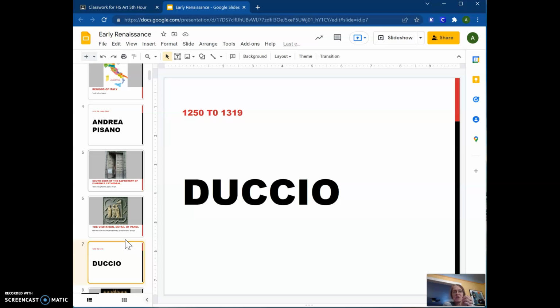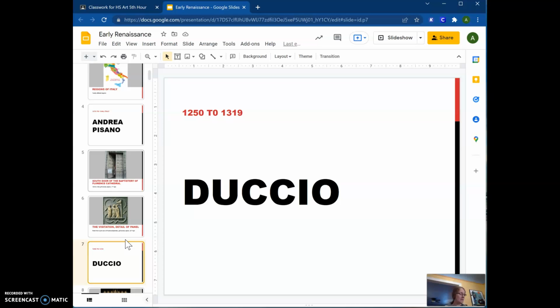You joined a guild, and you went and worked with the master, and you apprenticed with him, and Duccio was a master, okay? So when I say school of painting, it's not a real school. It's a studio that he has set up for apprenticeships.